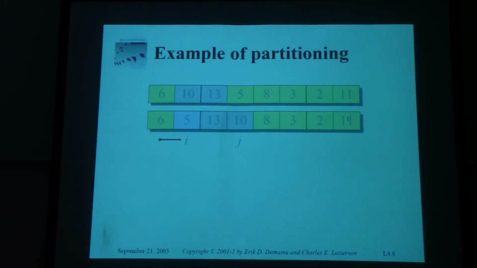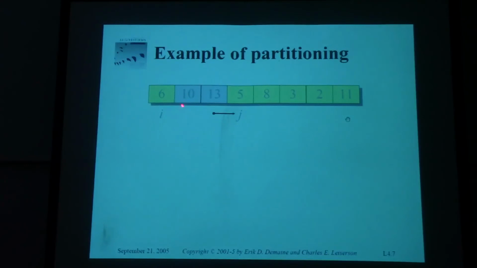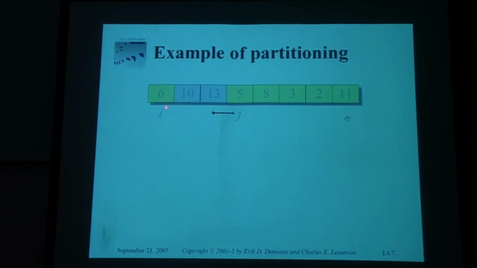5 and 10 are swapped. The pivot stays here, but notice that when the swap occurs, I is moved to the next location. So initially I was here and J was here. When we have a violation, we know that I is the last element in the left partition.